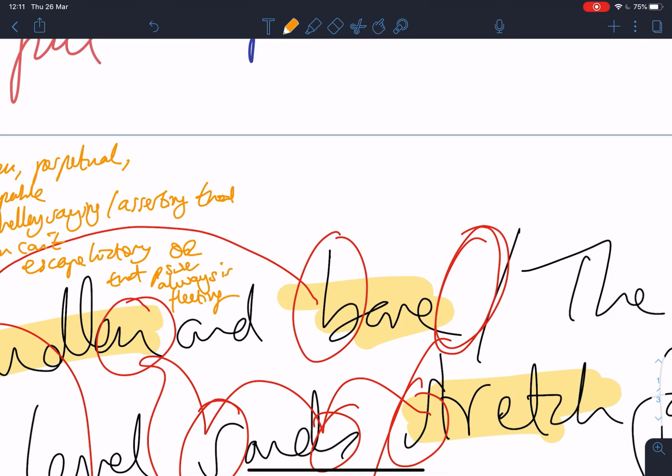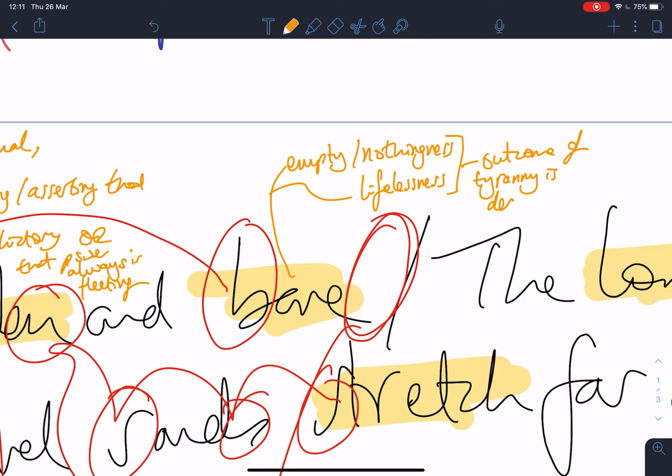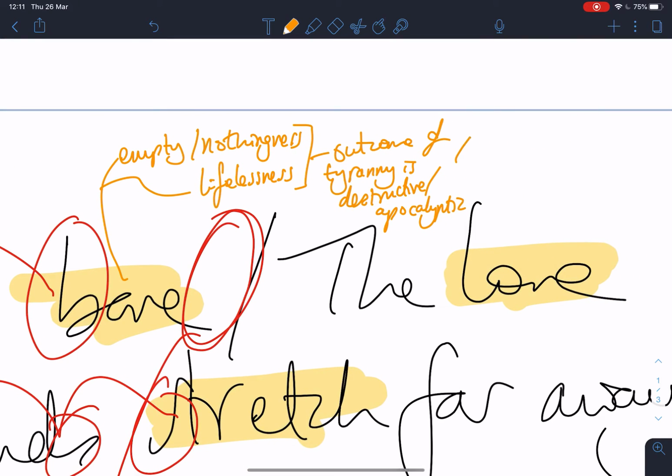Let's go to that word bare next. Well, this is a word that's empty, emptiness, nothingness. The result of negation, that nothing is left. The word bare for me has this suggestion of lifelessness as well. And so the outcome of tyranny, as far as Shelley is concerned, is destructive. You could even go so far as to say apocalyptic. But he's also showing that tyrants fail.